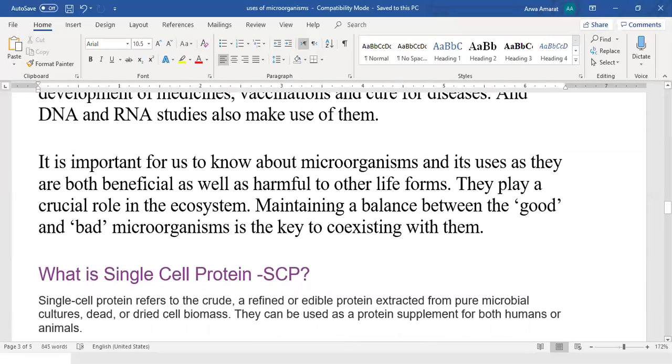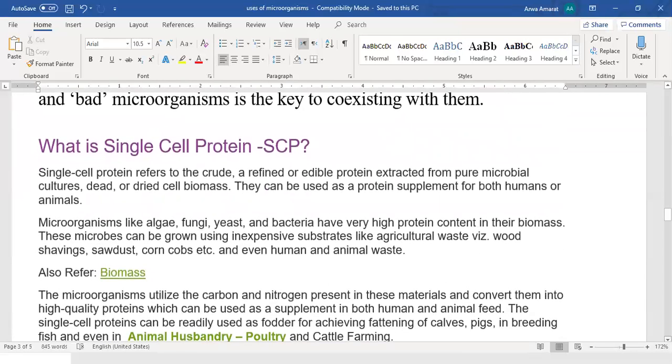So we have another use of microorganisms. It's called single-cell proteins. Single-cell protein is the crude, very large amounts of protein extracted from microorganism cultures. And then we dry it and we can use these pure proteins for humans and animals. So the main thing is to produce proteins from microorganisms.